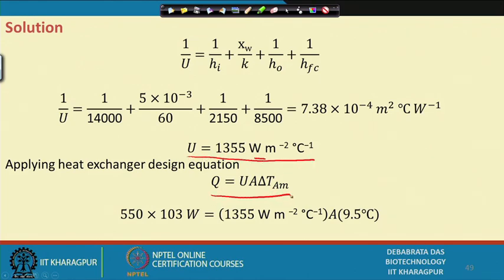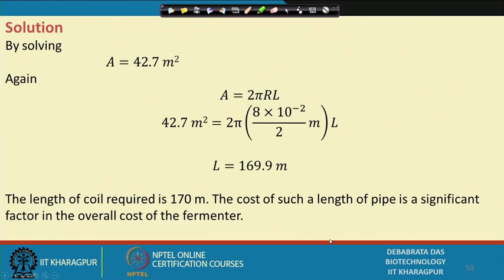Then we know the rate of heat transfer equals U into A into the temperature difference. So, if you put all this here, we can easily find out the area that is required for the heat transfer, that is the cooling pipeline. Now, we know this is the surface area required, and we know area is twice pi r into L. Twice pi r is the peripheral area and L is the length. So, from that you can easily find out the length of the pipeline.